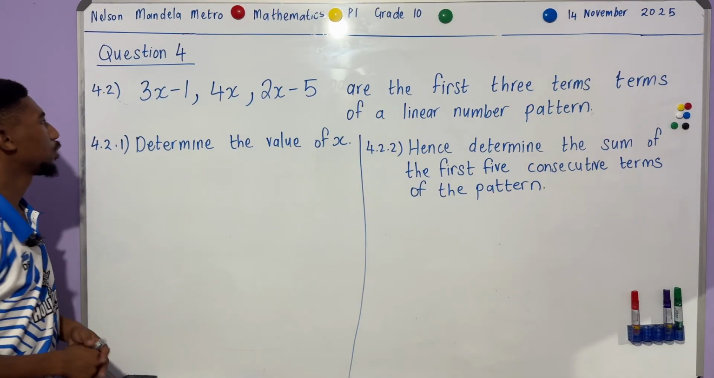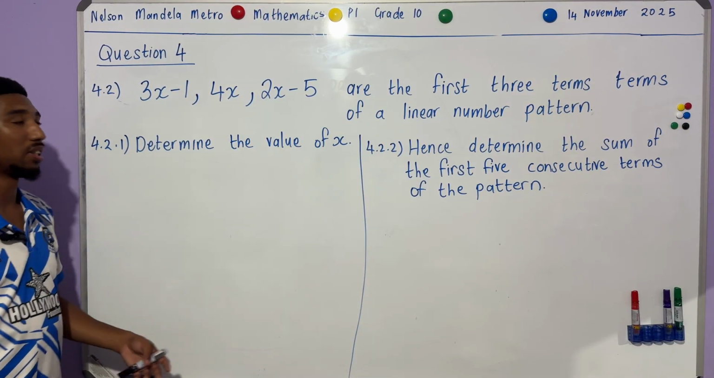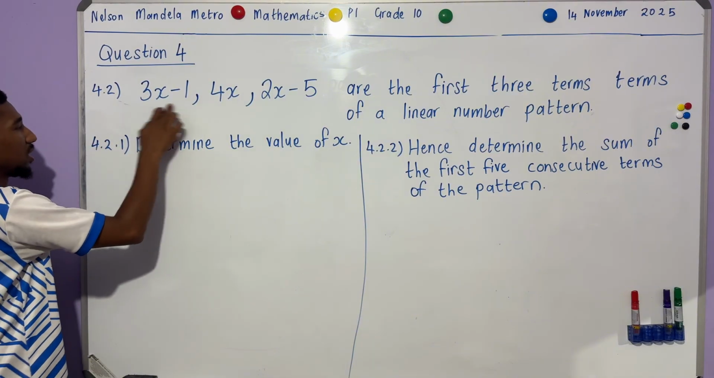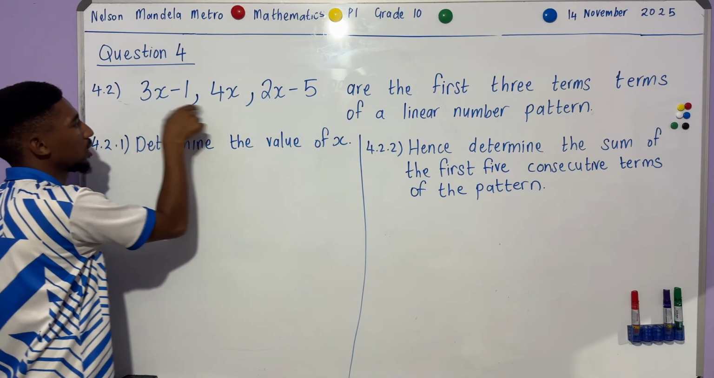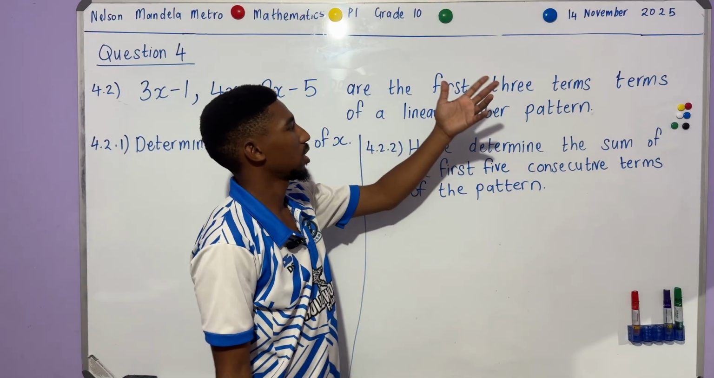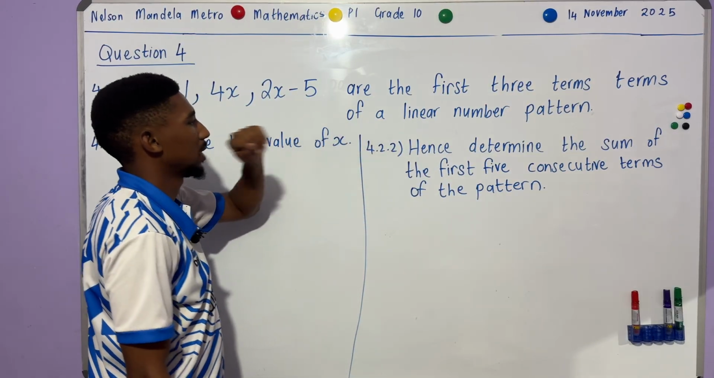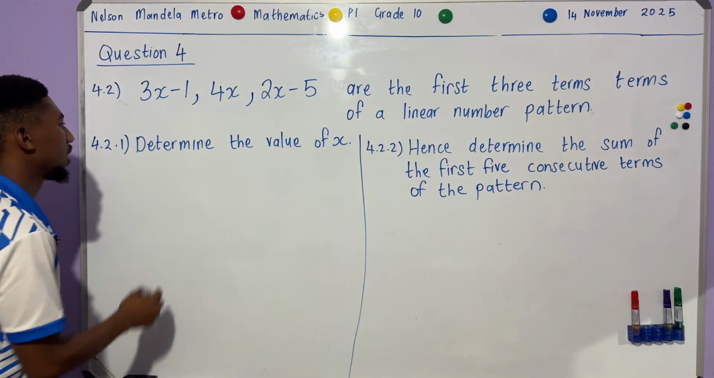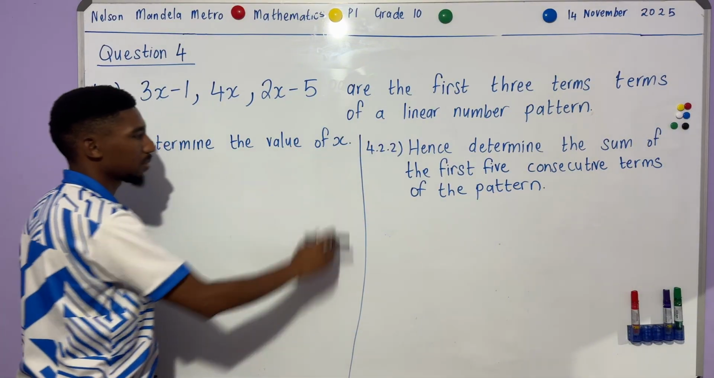Let's have a look at 4.2. We have a pattern here. Now we don't have numbers, we have variables as well. We have 3x minus 1, 4x, and 2x minus 5. They are the first three consecutive terms of a linear number pattern. Determine the value of x is the first question.